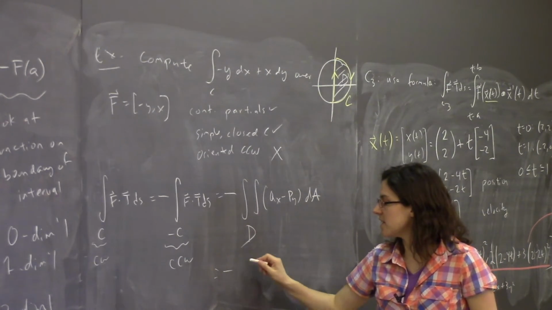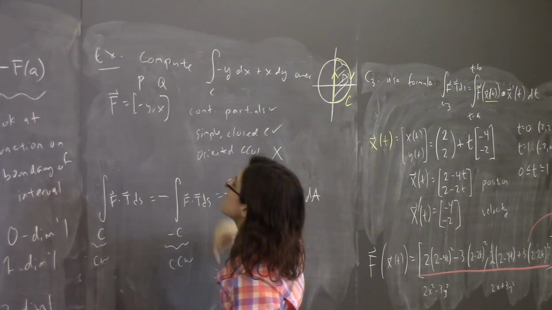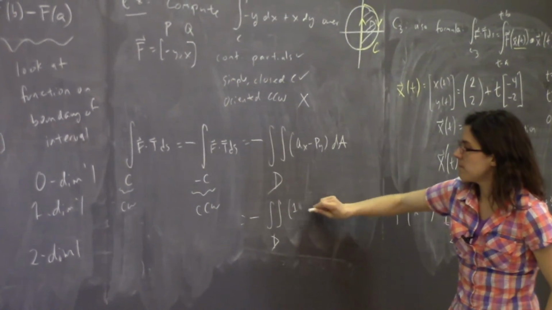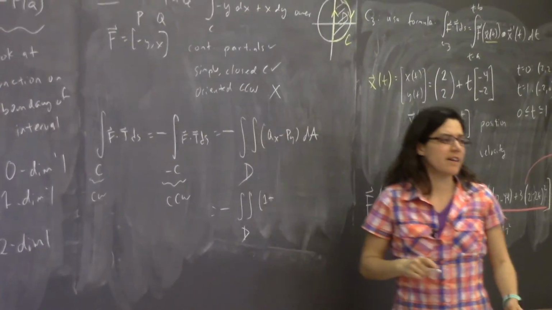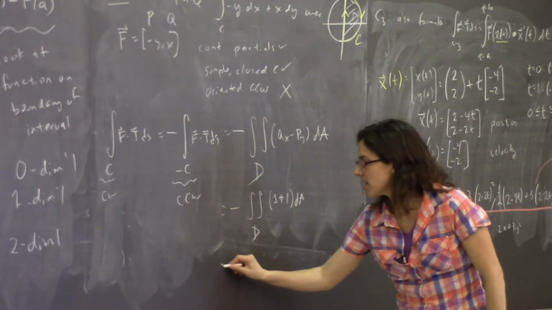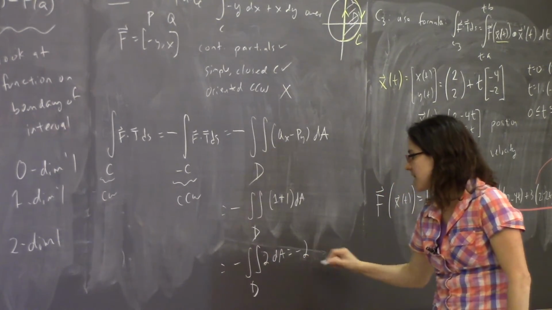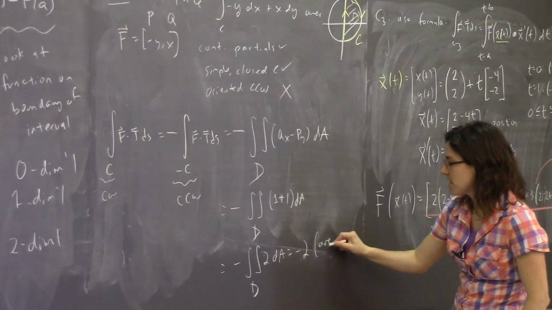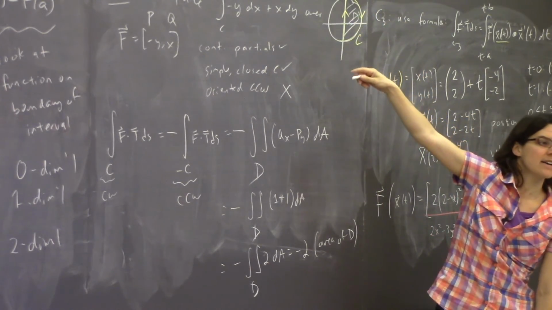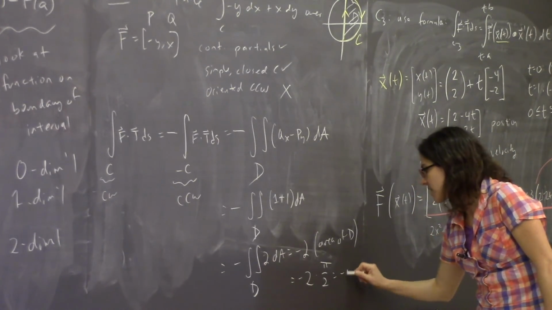So let's do that. That's negative double integral over our domain, q sub x. Okay, this one is p, this one is q. Q's derivative with respect to x is 1, minus the derivative of negative y with respect to y, which is negative 1. So 1 minus negative 1 is 1 plus 1, dA. So we're doing negative double integral over D of 2 dA. So that's negative 2 times the area of our domain. If it were the whole unit disk, it would have area pi. It's only half, so it has area pi over 2. So negative 2 times pi over 2 is negative pi.